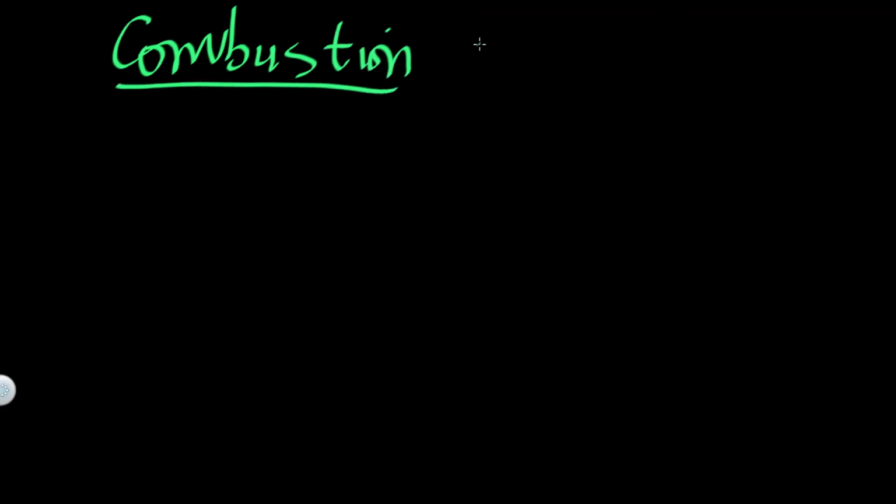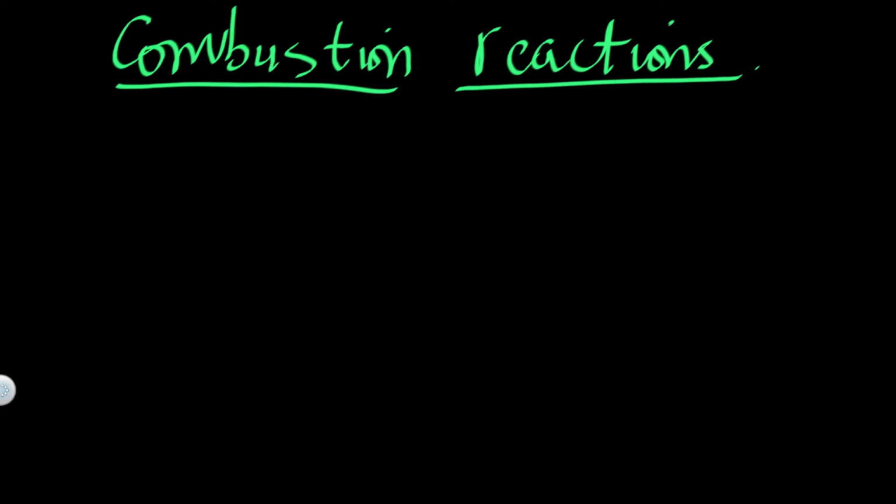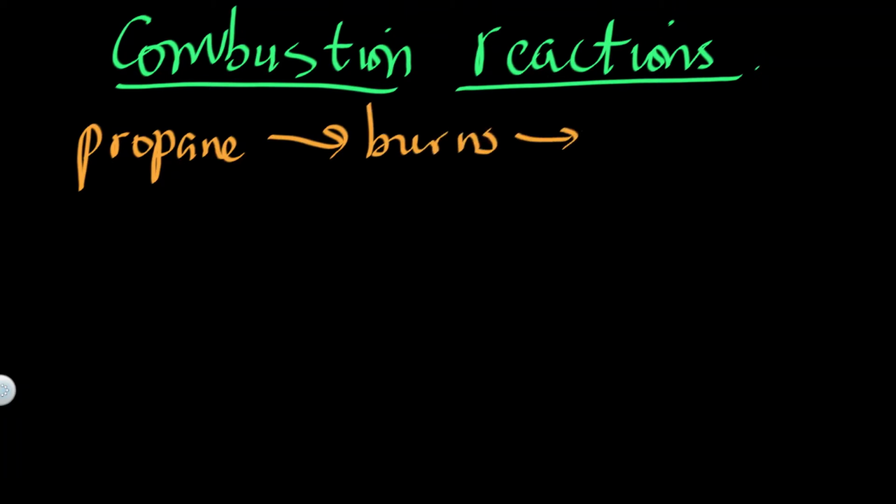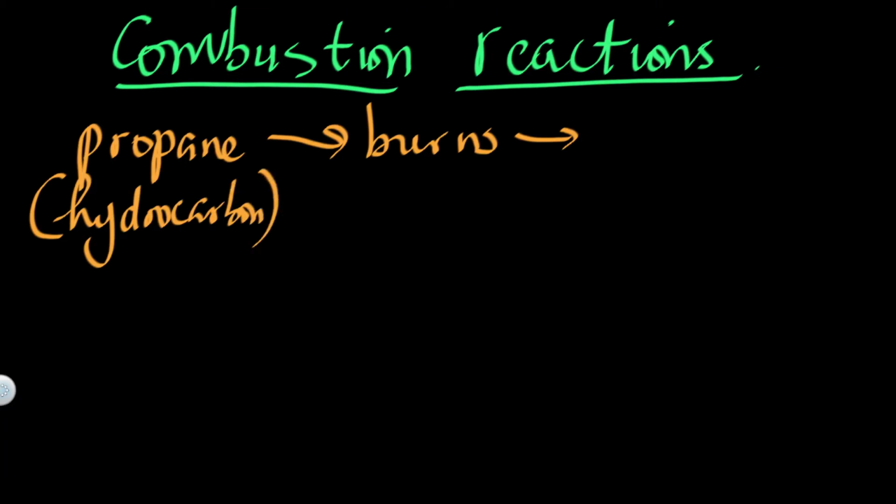We usually find these kinds of reactions in organic chemistry. Combustion reactions. If we have a fuel like, let's say, propane, this is the fuel, and we burn this. If we burn our propane, we're going to have the products of combustion. Propane is what we call a hydrocarbon. If we burn hydrocarbons, the products of the combustion of hydrocarbons are carbon dioxide and water. Carbon dioxide plus water.